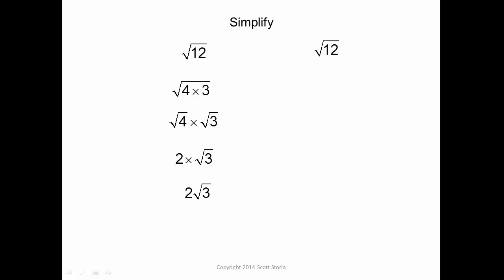Now, some of you might have thought, yes, but when I looked at 12, I thought of 2 and 6. And that's fine. That is a factorization. The problem with that factorization is, once we use the product property, we can't simplify any further. Square root of 2 is irrational. Square root of 6 is irrational. We can't rewrite them in a simpler form. We could with the square root of 4 being rewritten as a 2.